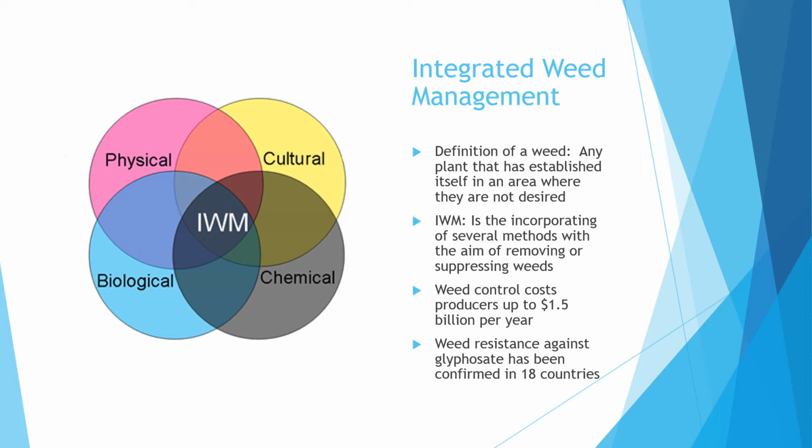or suppressing weeds. A weed is defined as any plant that has established itself in an area where it is not desired. A common example for producers is any plant within a paddock that is not the crop planted, such as saffron thistle within a barley field. Weed management has been an ongoing battle as it costs Australian producers up to $1.5 billion annually, with chemical controls being the majority of control methods being utilised. It has been due to the reliance on chemicals such as glyphosate that has resulted in up to 18 countries reporting weed resistance.